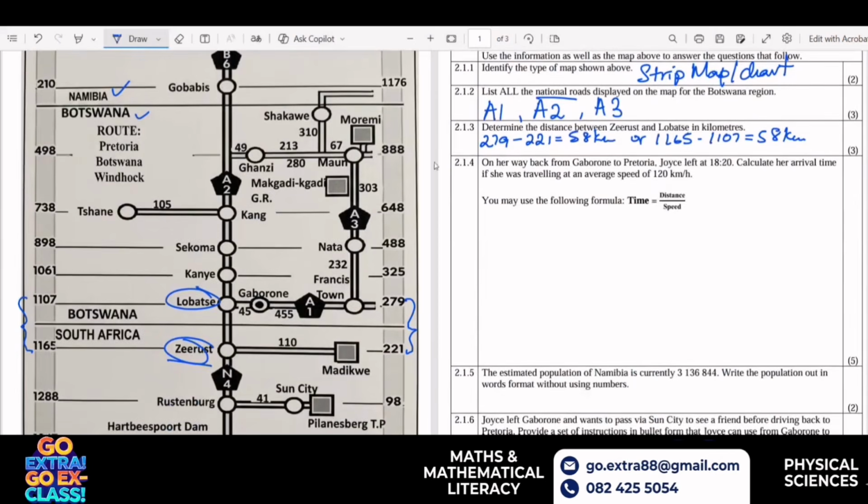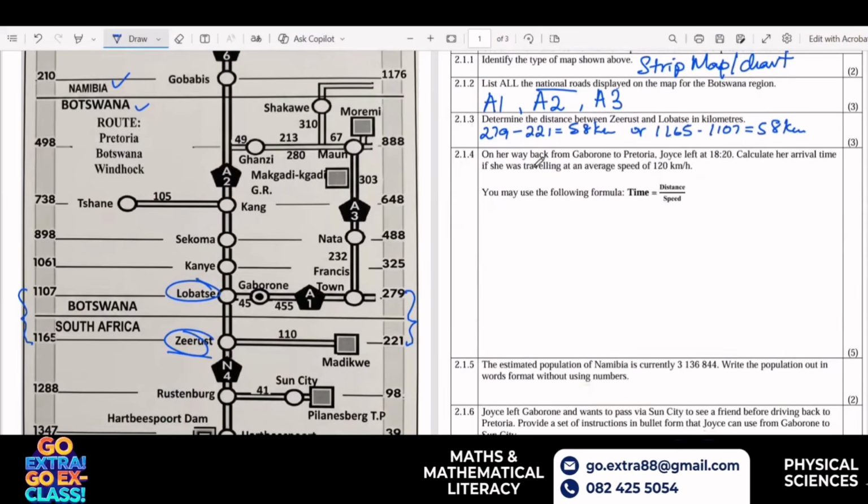Now, here we go to this part of the question. It says that on her way back from Gaborone to Pretoria, Joyce left at 18:20. This is a 12-hour format time. It's very important to note that. Then calculate her arrival time if she was traveling at an average speed of 120 kilometers.